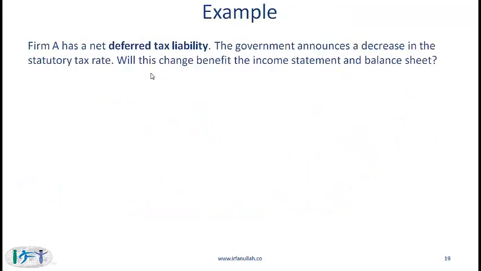Try to do this example now, and I'll just clarify one point. When we say something benefits the income statement, that means that the income, or the net income to be more specific, is better. When something benefits the balance sheet, that means equity is more. Here is what you should come up with. We have a decrease in the statutory tax rate. The statutory tax rate is the rate announced by the government.